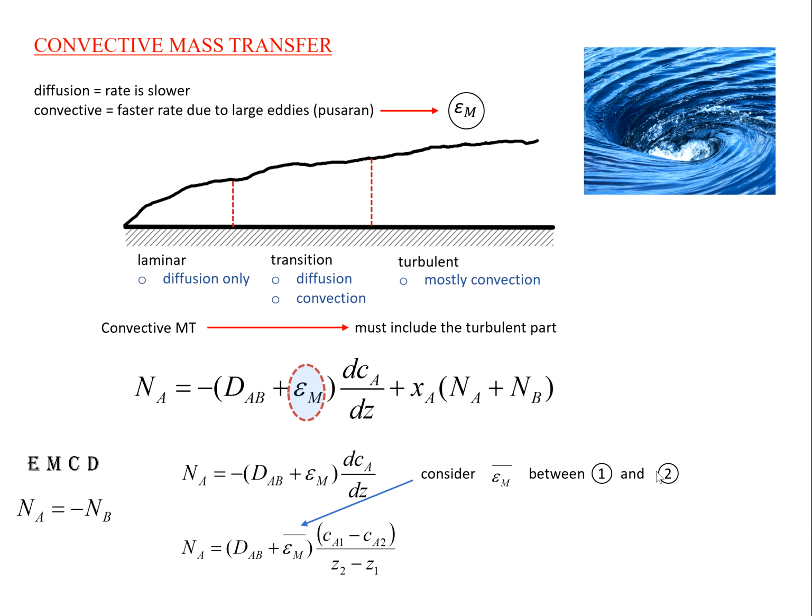So where is 1 and 2? Let's say this is point 1 here and this is point 2. As we know, at this turbulent region, we are going to have a well-mixed condition. So the concentration is on average the same at any particular point. So this is the definition of the average eddies between points 1 and 2. When we derive, instead of the normal eddies, we should take the average value.